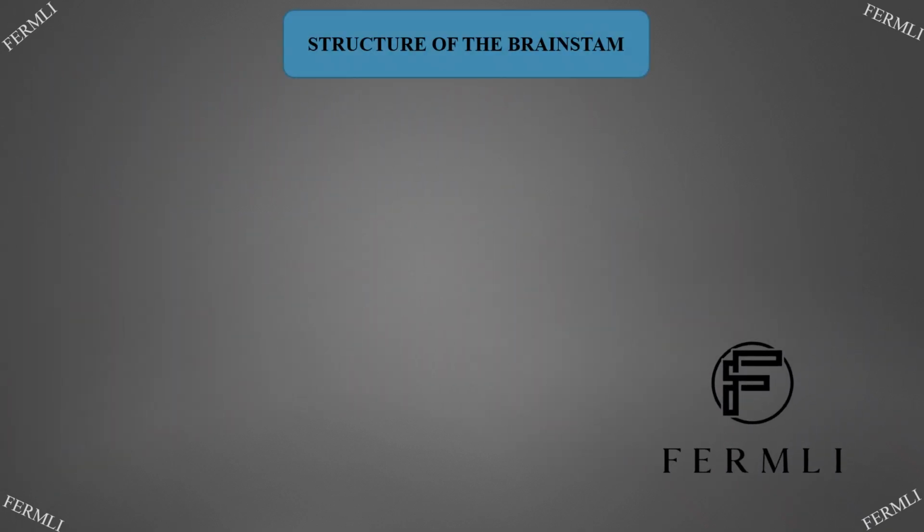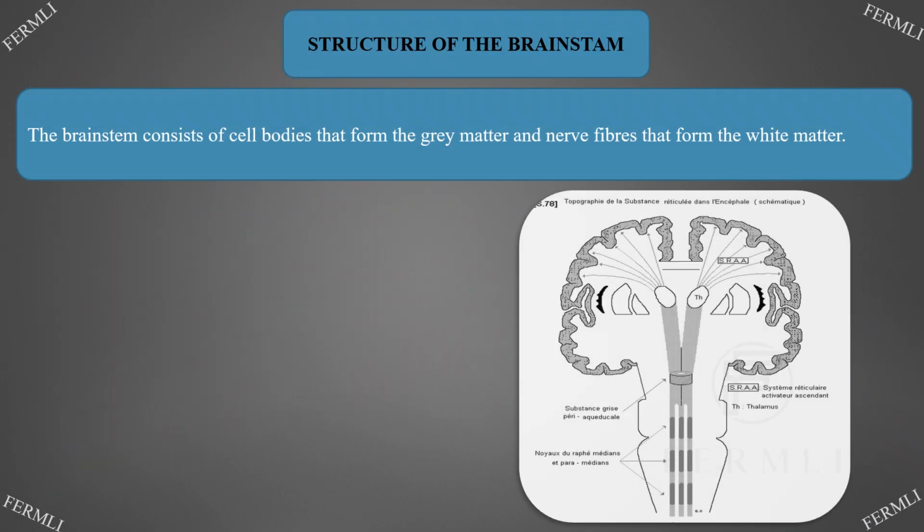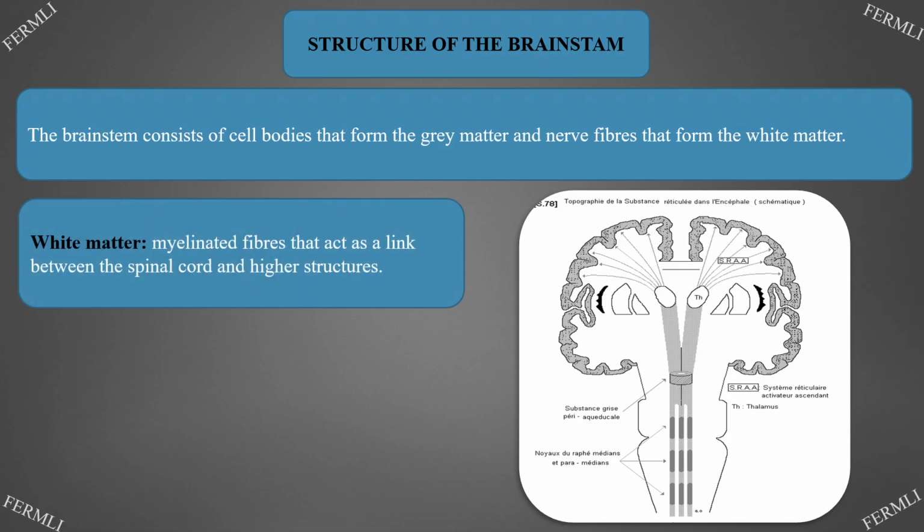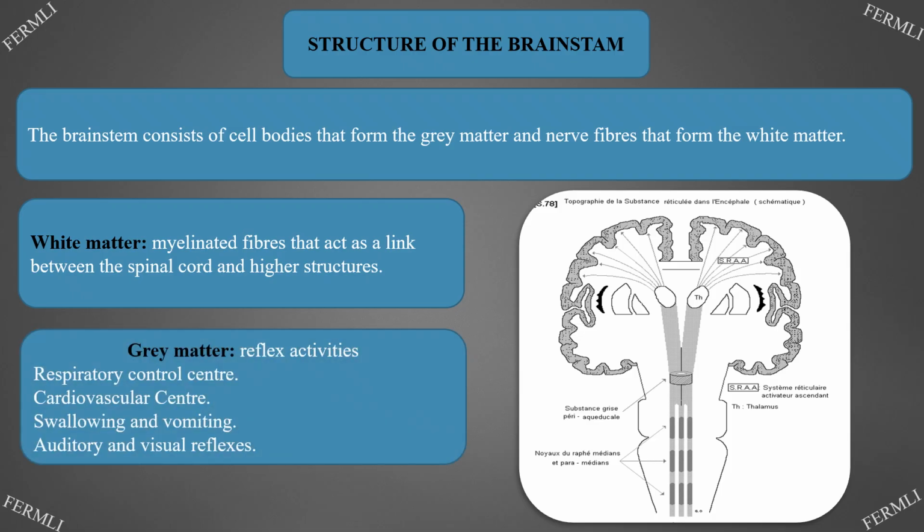Structure of the brainstem. The brainstem consists of cell bodies that form the gray matter and nerve fibers that form the white matter. White matter: myelinated fibers that act as a link between the spinal cord and higher structures. Gray matter: reflex activities, respiratory control center, cardiovascular center, swallowing and vomiting, auditory and visual reflexes.